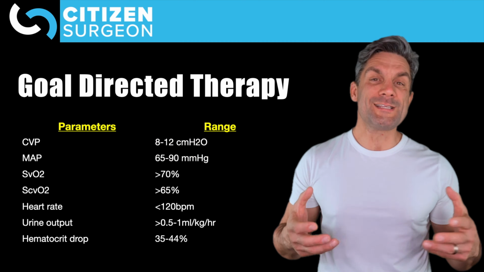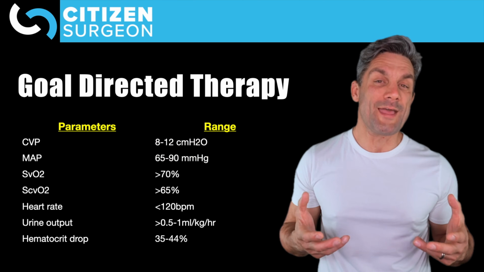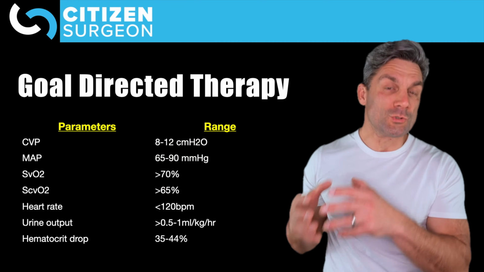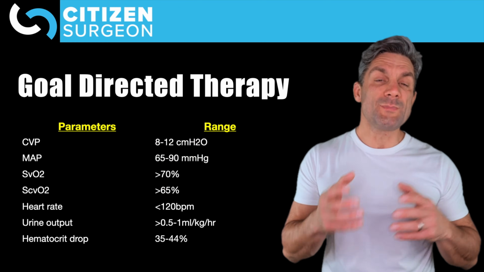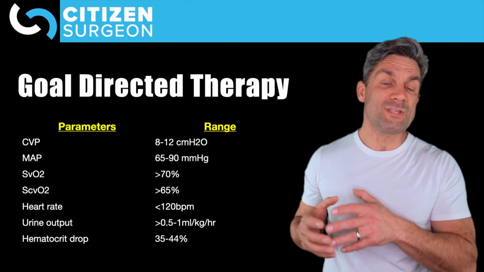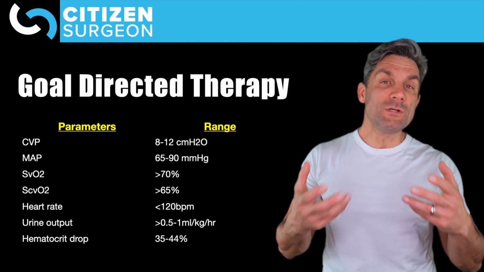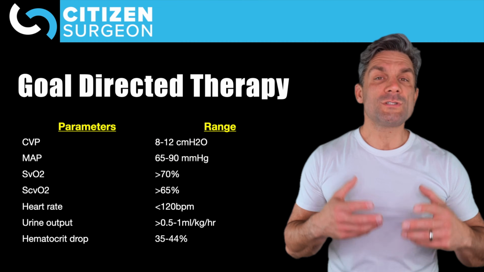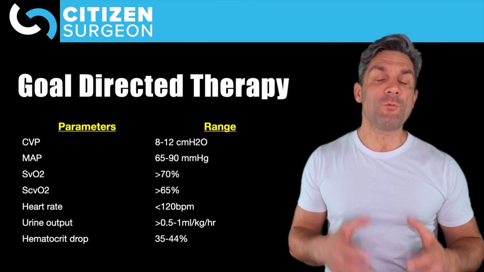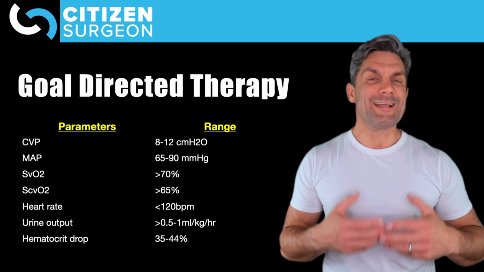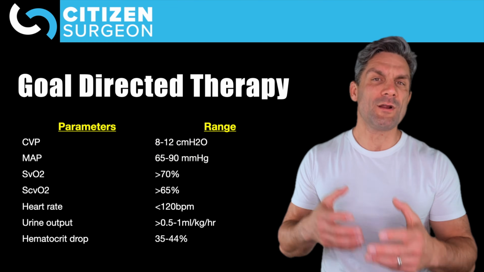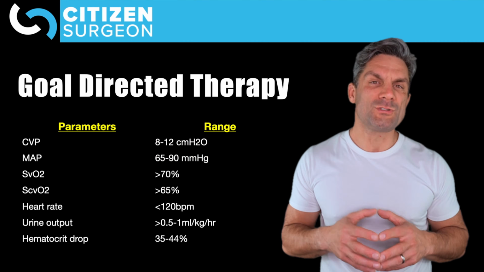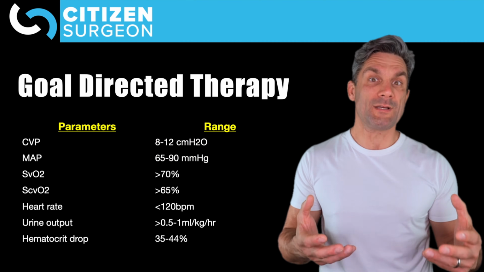We want our mental status changes to be reversed. We want that patient clear. And we're expecting our hematocrit to drop to a range between 35 and 44%. And that is that hemodilution that's going to occur as we're resuscitating our patient. So those are some goals that we can shoot for if we're resuscitating that patient that's hypovolemic with acute severe pancreatitis or other forms of hypovolemic shock or distributive shock like septic shock.